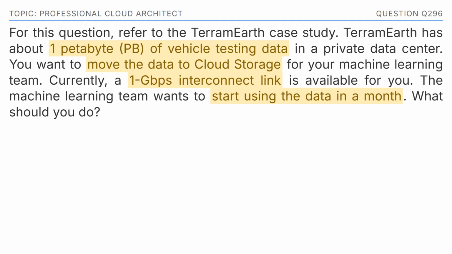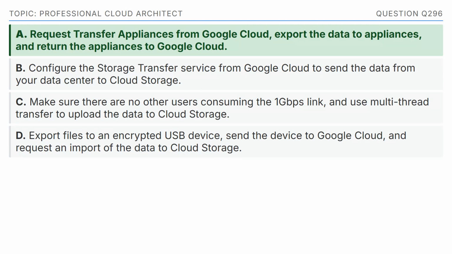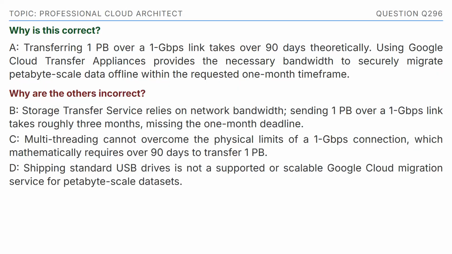To arrive at the correct answer, we focus on the keywords: 1 petabyte (PB) of vehicle testing data, move the data to cloud storage, 1 gigabit per second interconnect link, start using the data in a month. The correct answer is option A, request transfer appliances from Google Cloud, export the data to appliances, and return the appliances to Google Cloud. Why is this correct? A. Transferring 1 PB over a 1 gigabit per second link takes over 90 days theoretically. Using Google Cloud Transfer appliances provides the necessary bandwidth to securely migrate petabyte-scale data offline within the requested 1-month timeframe.